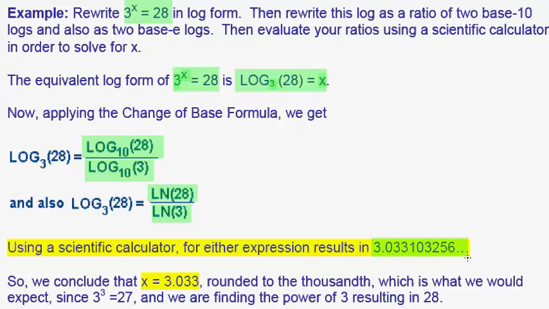3.033 and so on. It's an irrational number that repeats forever, so we have to round it, and we get x equals 3.033 if we round it to 3 decimal places. This is about what we'd expect, because 3 to the third power is 27, and here we're solving the equation 3 to the x power equals 28. So we'd expect an exponent just a little bit bigger than 3.